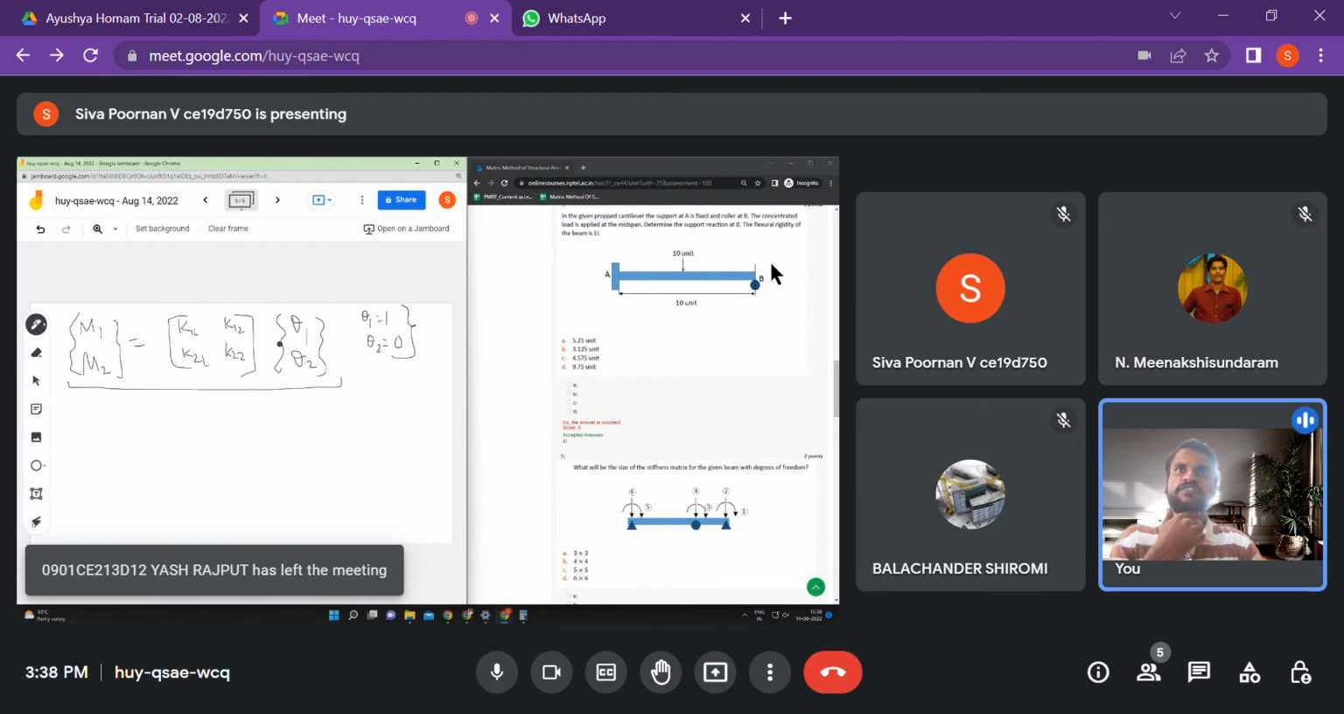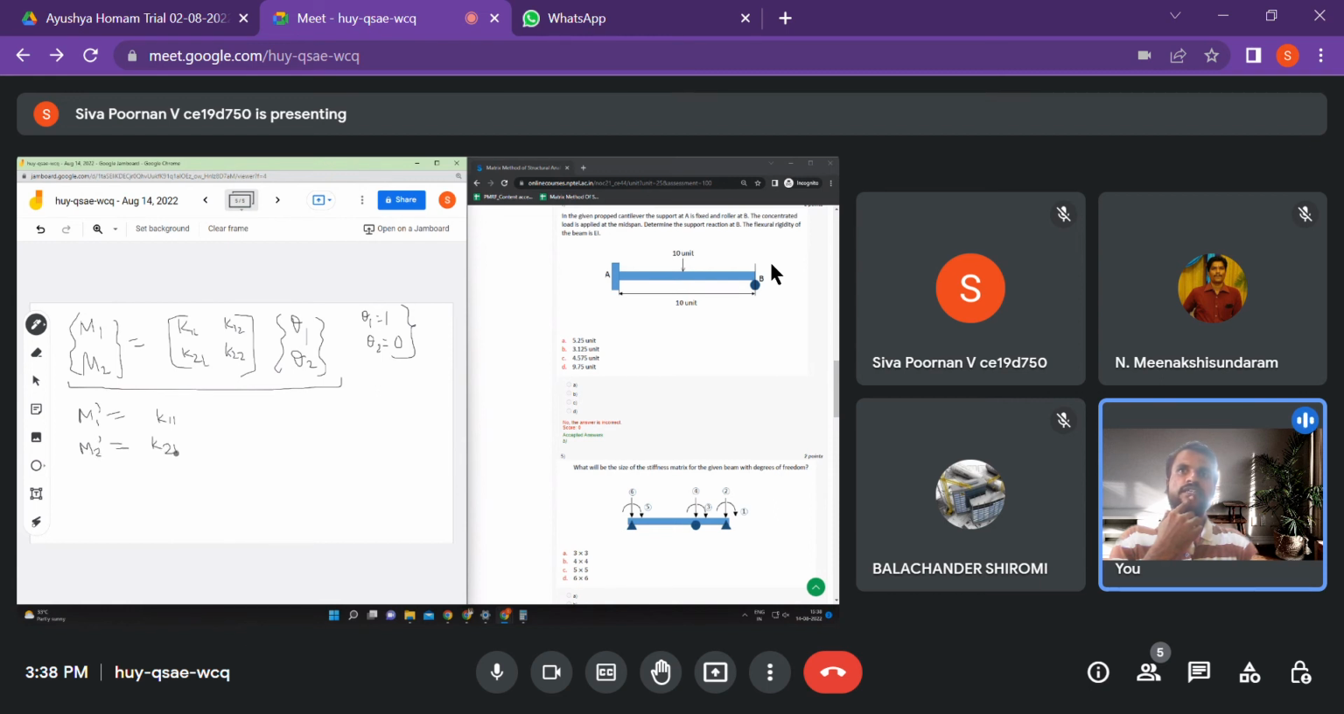So what will happen if I do this? I'll know that m1, let's say m1 dash, because I'm substituting the values, is equal to k11 into 1 plus k12 into 0. And m2 dash will become k21, right? What I mean by that is I'll multiply this and this, and this has become 0, therefore I get only k11, and for m2 dash I get only k21 because k22 into theta 2 will become 0.